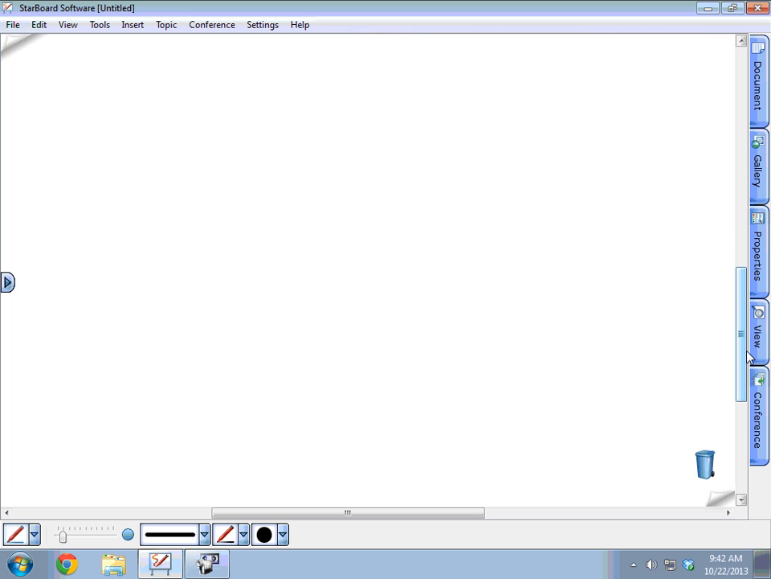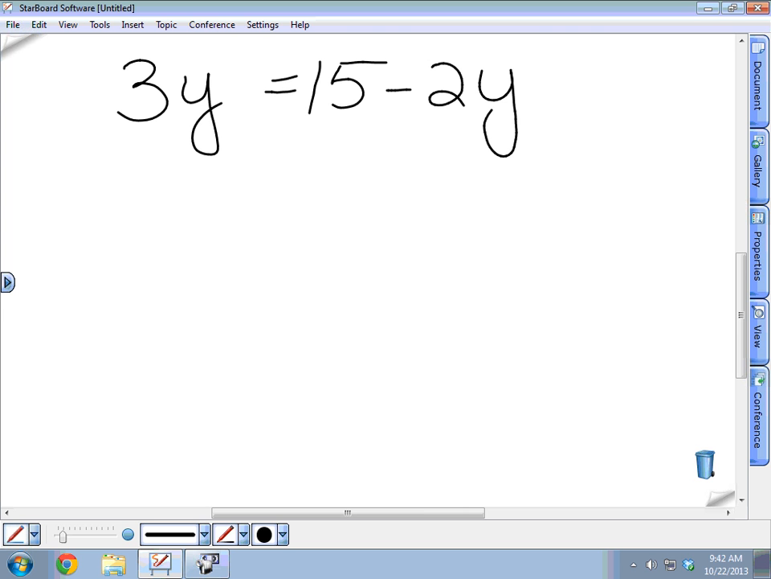All right. So let's do one together here. 3y equals 15 minus 2y. Okay. All right, Katie, you're going to do this one with me. So we have our variable on both sides of the equation. So I want to move it to one side or the other. Which side do you want it on? The left side.